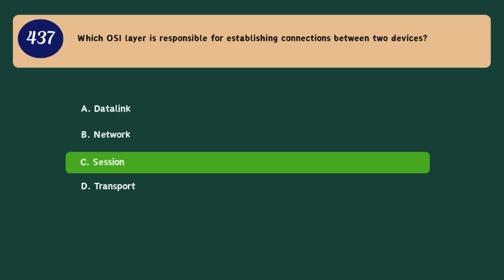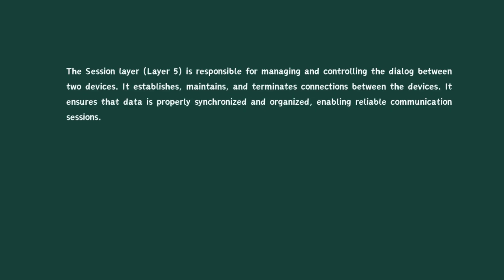Correct answer. C. Session. The session layer, layer 5, is responsible for managing and controlling the dialogue between two devices. It establishes, maintains, and terminates connections between the devices. It ensures that data is properly synchronized and organized, enabling reliable communication sessions.